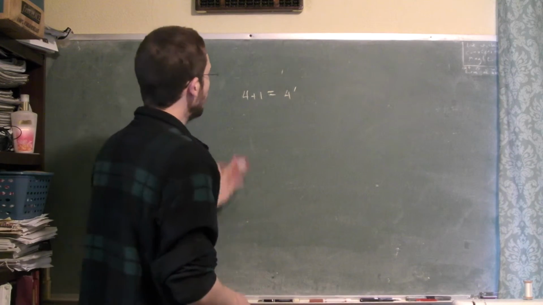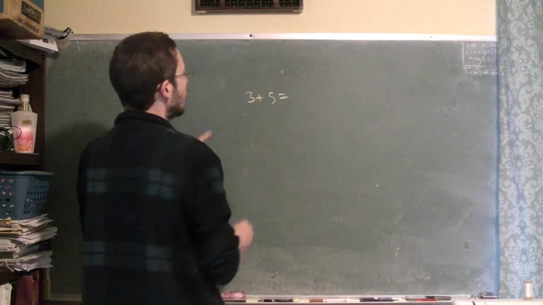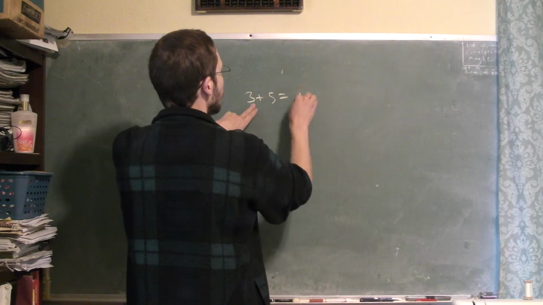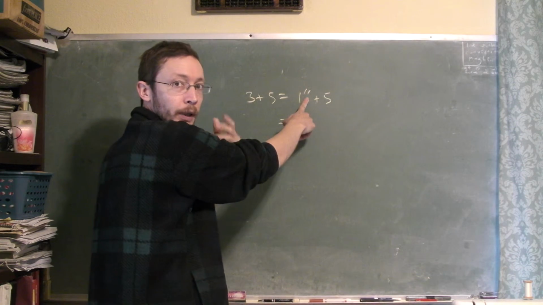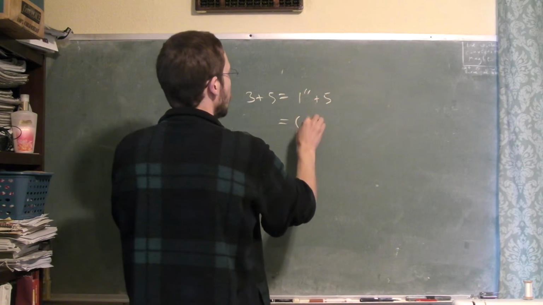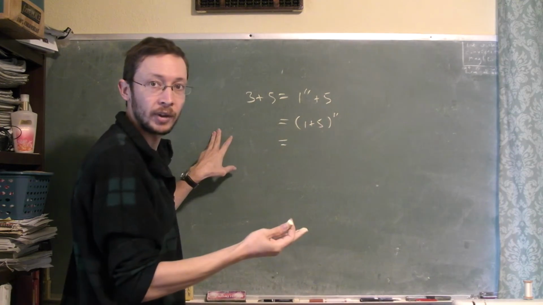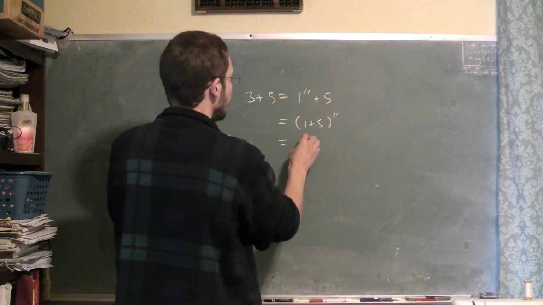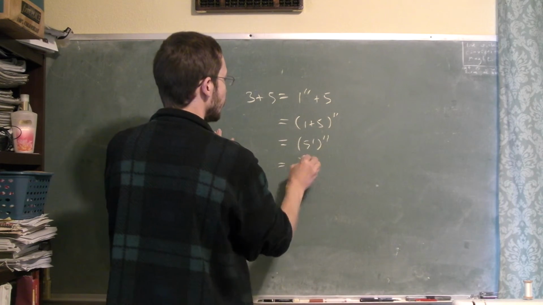So what did we do? If we had something like 3 plus 5, we can think of it this way. We can think of it as 1 successor successor plus 5. By the properties of addition, we can move the successors out: 1 plus 5, successor successor. And now we have an addition fact in terms of 1. 1 plus 5 is then 5 successor. And then applying those successors gives us 8.